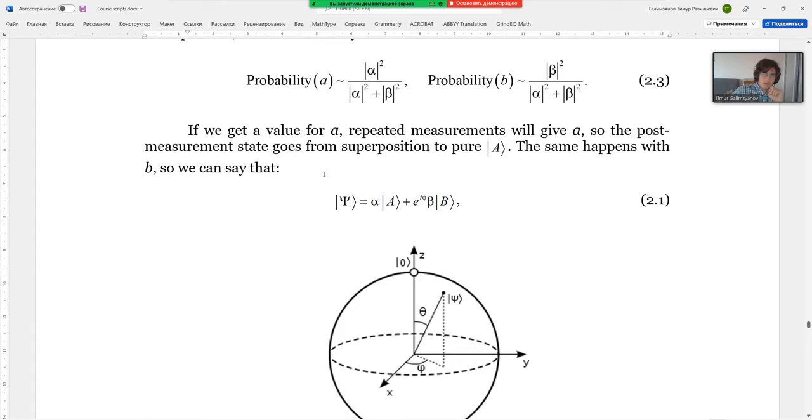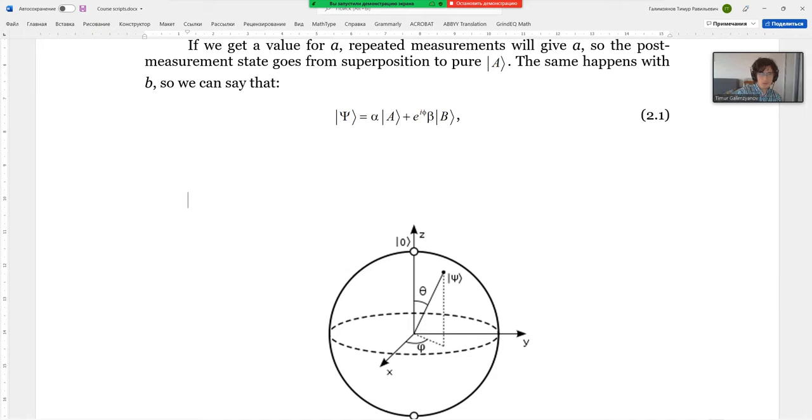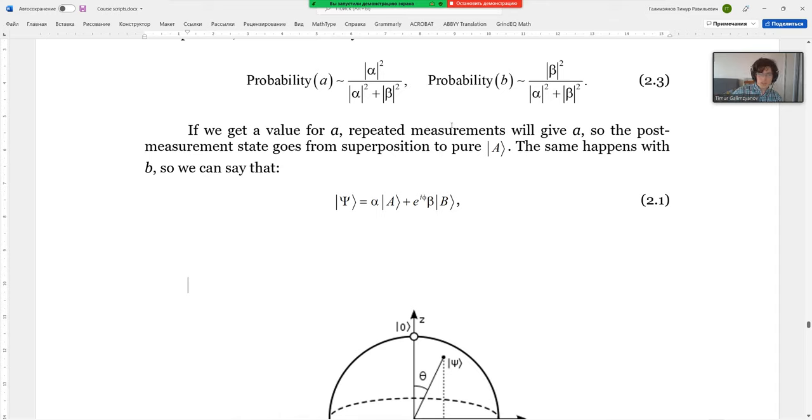Next, we didn't speak about that, but we will speak about it today. The phase factor near some state sometimes plays an important role, because let's take such states: psi 1 equals A plus B, and psi 2 equals A minus B.